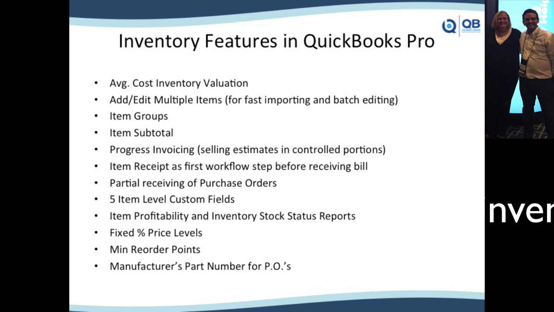Item profitability and inventory stock status reports. You don't get that in QBO. You get that in QuickBooks Pro. Fixed percentage price levels, very useful for giving somebody 10%, 20%, depending on the situation.